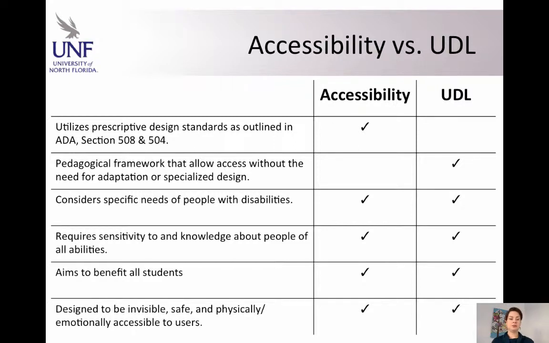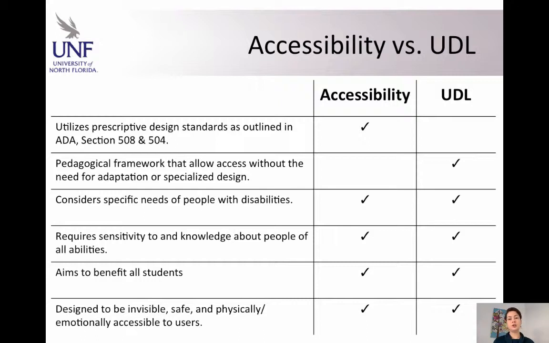Both accessibility and universal design for learning consider the specific needs of people with disabilities. They both require sensitivity to and knowledge about people of all abilities. So it's not necessarily disability focused. It's more focused on the idea that we have differing abilities in our course, and how can we make everything accessible with regard to those differing abilities of our students. They both aim to benefit all students. Essentially, we want to empower our students to do well in our course and to engage with our course content. And lastly, they're both designed to be invisible, safe, and physically and emotionally accessible to users.